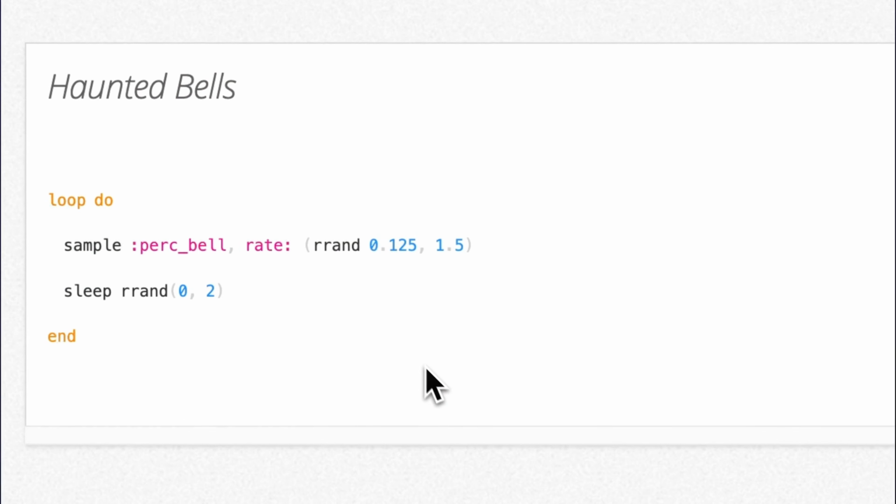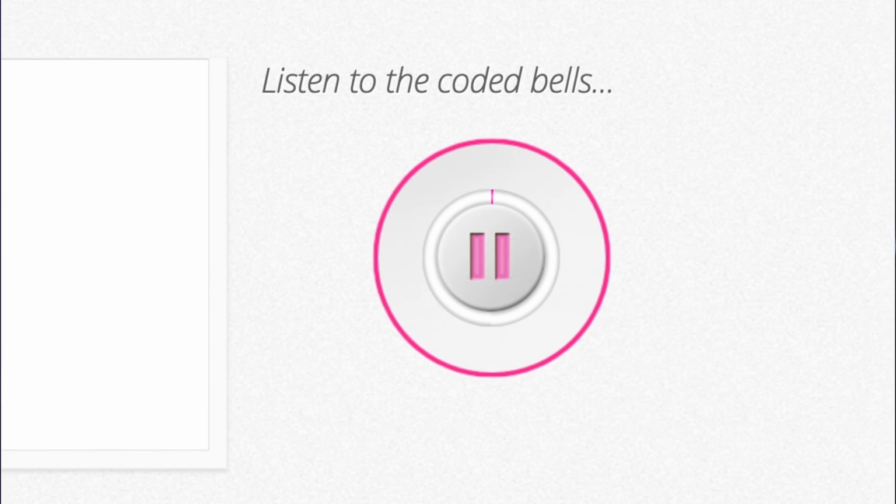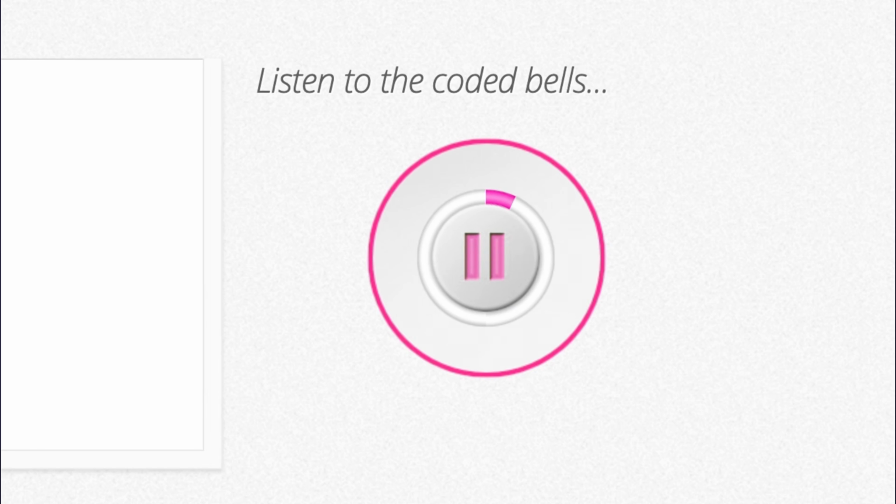Okay, really quick. I want to give everyone that's listening a really solid example of Sonic Pi. Loop, do, sample, perc bell, rate, random 0.125 to 1.5, and then sleep for a random amount of time. And I'm going to go ahead and play it. So it's randomly giving me different pitches of bells, but it's really cool what you can do with this, and this is 4 lines of code. I'm guessing you've built some pretty complex stuff with this.